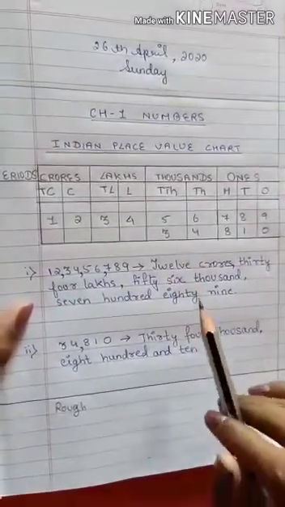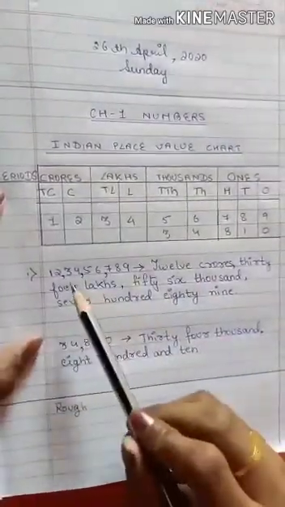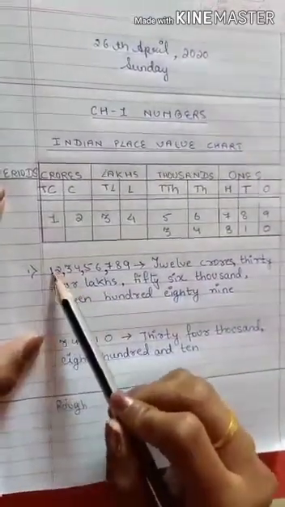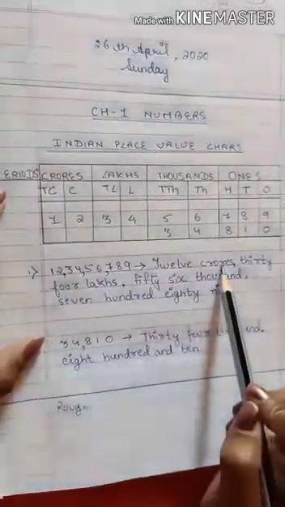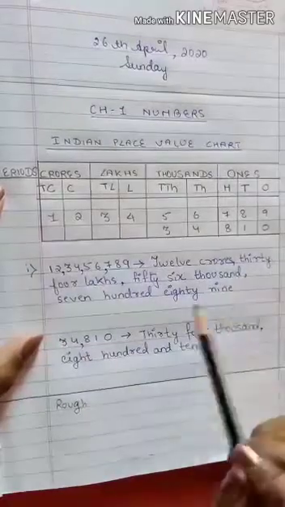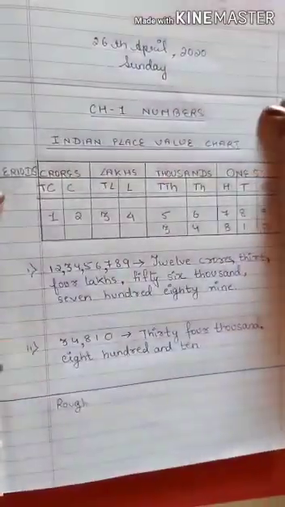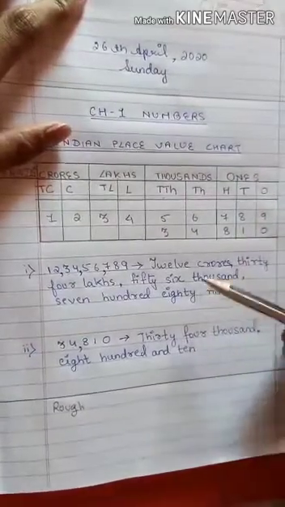Now let's see how we are going to go about the words. You can see this is in which period? Crores. So this is 12 crore 34 lakhs 56,789.